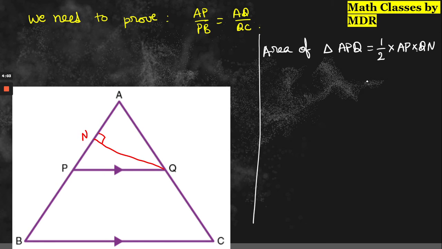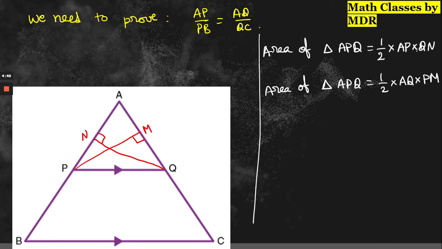Maybe if you take AQ as the base, then what is the area of this triangle? With AQ as the base, draw a perpendicular line to AQ from P. Let's say that it intersects at M. Now the area of the triangle APQ is equal to half into base into height. Here the base we have taken is AQ and the height is PM. Either way we can write the area of the triangle APQ.